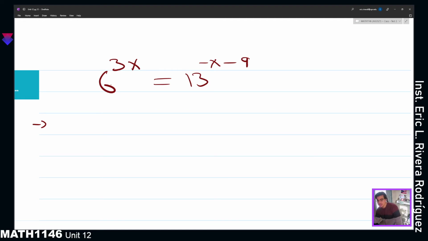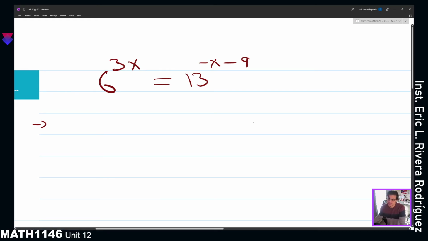So for that reason, I'm going to use log base 13, because when I use log base 13, I can eliminate that 13 there. If you use log base 6, it is going to be exactly the same, but the only thing that you are going to be canceling is 6, and then you are going to be dealing with 13 and the two terms of the exponent. So I'm going to use log base 13 on both sides of the equation.